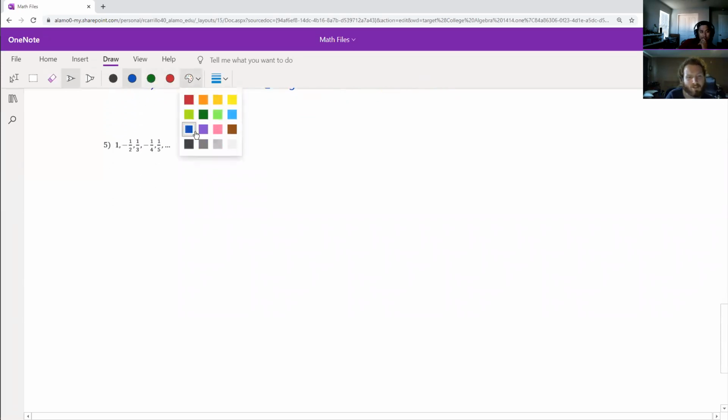Okay, let's check out this last one here. So for this one, I picked the same color I started with. For this one, this is what I'm going to say to do, right? I can see, looking at this pattern, that the 1 over n is sort of obvious, right?